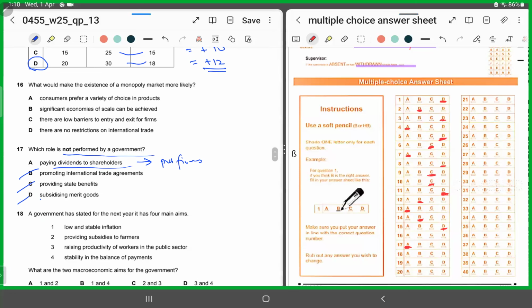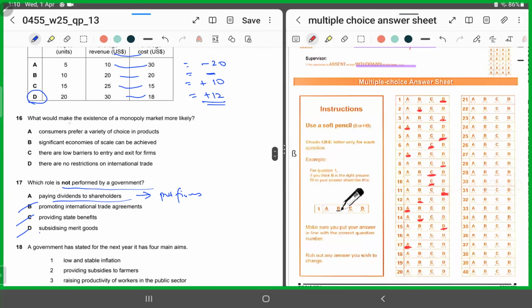I skipped 16. All right, MCQ number 16 says, what would make the existence of a monopoly market more likely? All right. Consumers prefer a variety of choice in products. A monopoly does not provide a variety of products. They restrict the output, or the choices. So it cannot be A. Significant economies of scale can be achieved. Yes, that's the correct answer because a monopoly is large in size and it can have the lowest average cost, unlike a small producer.